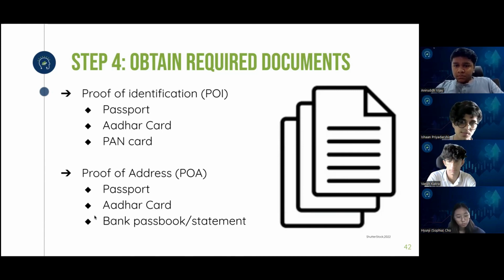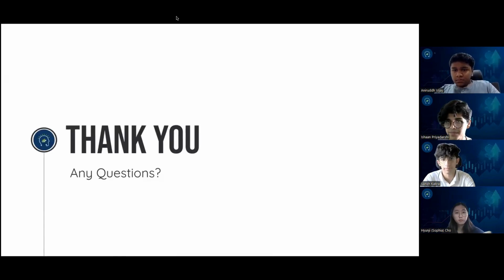So this 4-step process only takes about 7 days to complete. And after that, you have your own custodial account, which means that you finally have the legal right to invest in the stock market under a guardian and begin your stock investment journey. Yeah, that's all for chapter 5. Thank you so much.